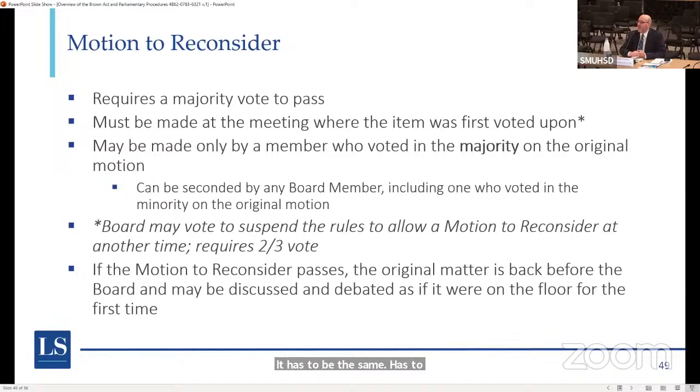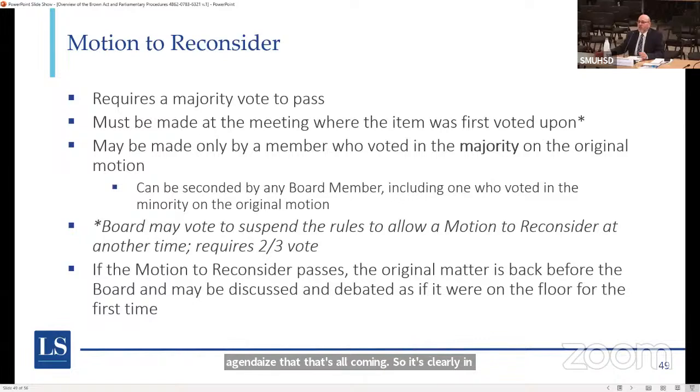We've had that happen where somebody realized, I didn't understand; the way it was worded, I thought I was voting no, and you have me voting yes. I'd like to move to reconsider. The board can suspend its rules by a 2/3 vote and allow an item to come back at a later meeting and be put back on an agenda. We usually try to agendize that so it's clearly in compliance with the Brown Act.